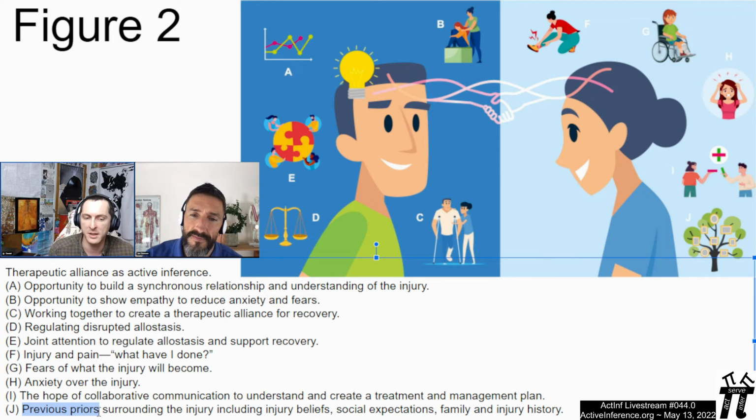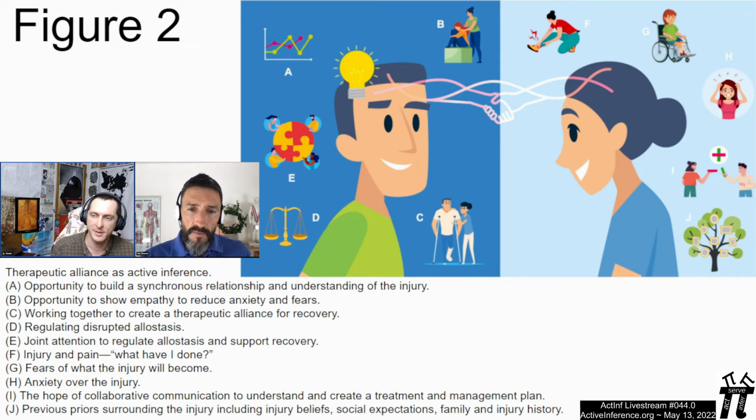So that could be consciously or experienced priors, or just in a broader sense, implicit statistical priors surrounding the injury, including injury beliefs, social expectations, and family and injury history. And so that takes the predisposition, family history, epigenetic, perpetuating cycles discussion, and puts it into this prior expectation preference framework. Like, what does one expect health to look like given the types of health that they saw in their family development?